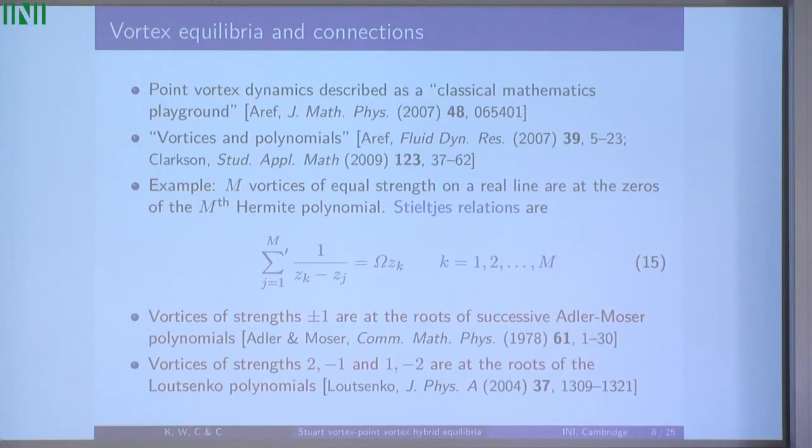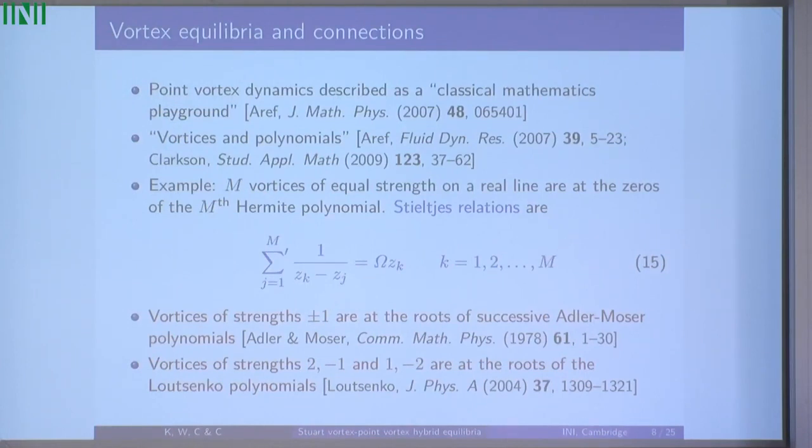Okay, so now there's quite a bit of literature on vortex equilibria or vortex dynamics in general and various other areas of mathematics. Point vortex dynamics, for example, is described as a classical mathematics playground because of this, and you can actually find on the subject of vortices and polynomials 2 different papers by 2 different authors with the same title, which is probably a bit rare, by RF and Professor Clarkson here. So I'll just give one example and then move on to the cases that we will focus on.